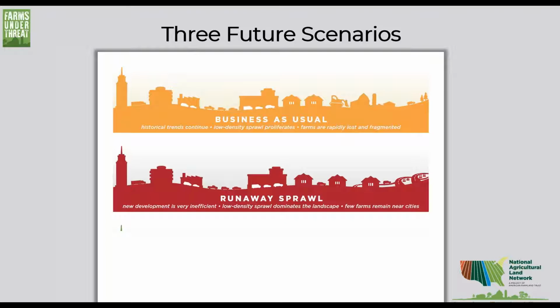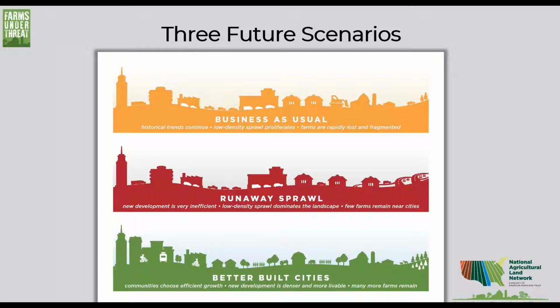Lastly, we modeled the future we hope for, better built cities. This scenario envisions successful efforts to reduce the footprint of residential, commercial, and industrial development on productive ag land. While the scenario still results in the conversion of some farmland, it envisions a future with vibrant, compact cities and towns and abundant farm and ranch land to meet the needs of the future.